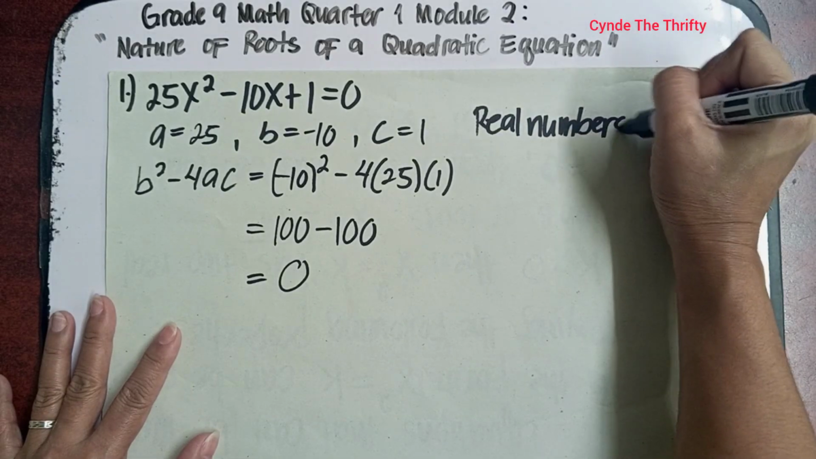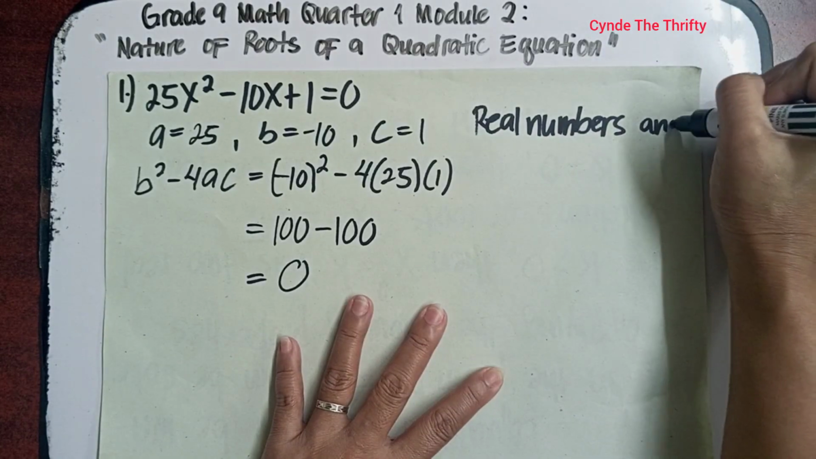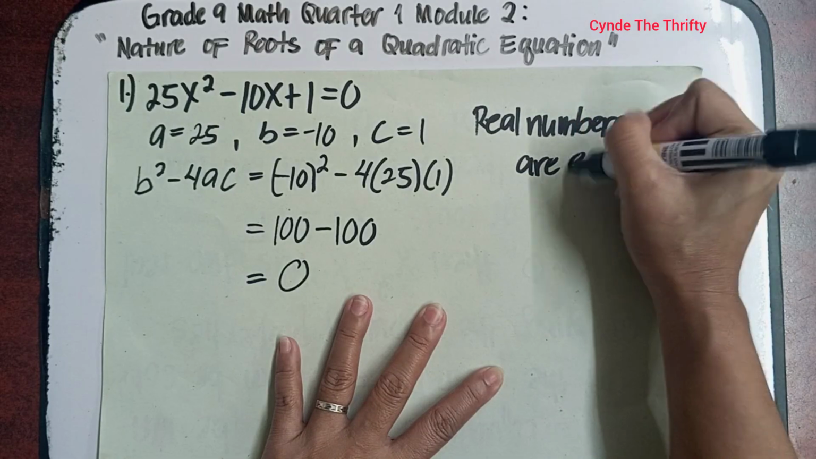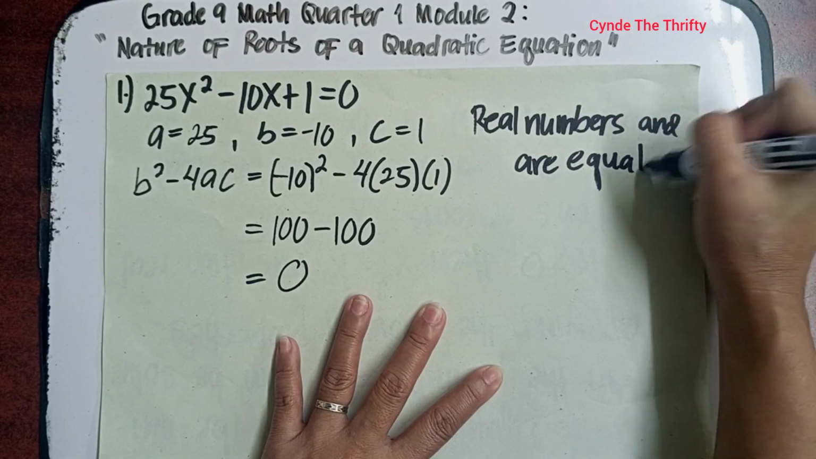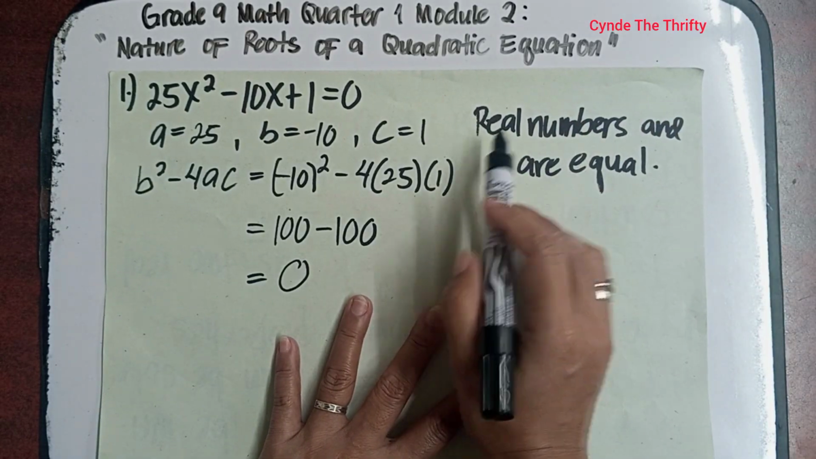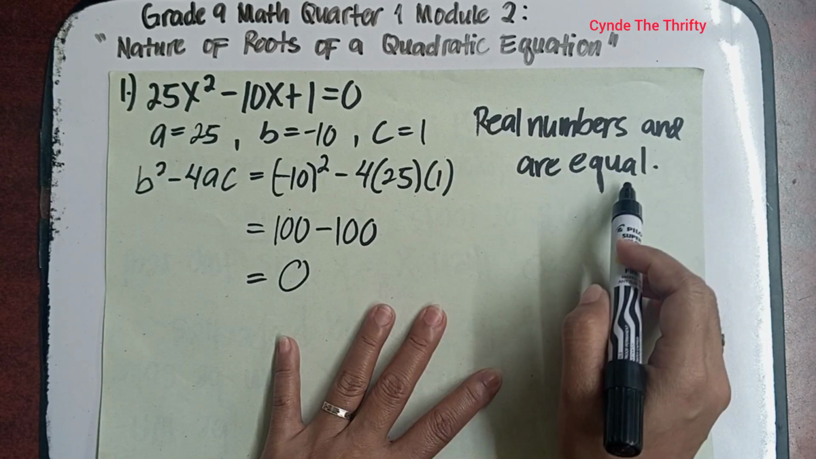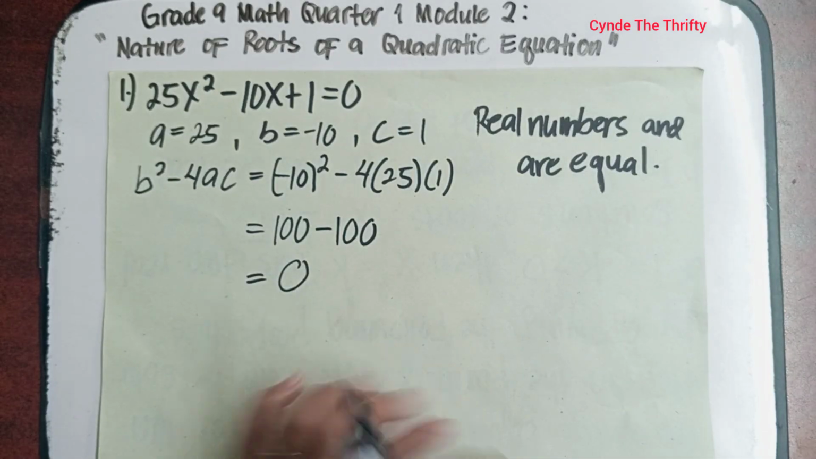Okay, so real numbers and are equal. Okay, so equal yung both sides niya. Okay, so ito yung nature of roots natin. Real numbers and are equal. So, dahil 0 ang ating discriminant.